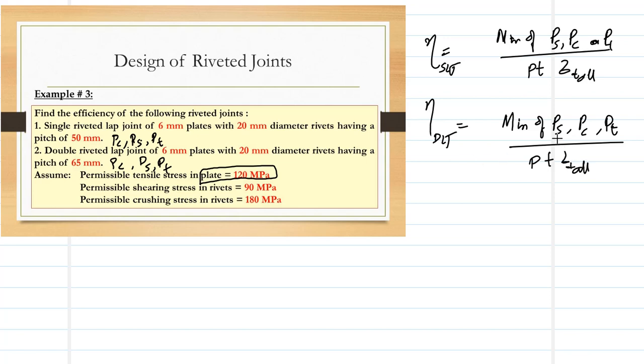The only difference is now we have to compare two types of lap joints. Clear? So you have to find all these PS, PC, PT for both joints, identify the minimum value, and based on the minimum value, find the efficiency of both joints.